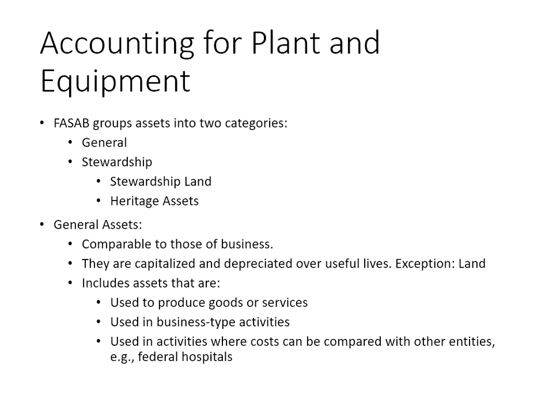Accounting for plant and equipment. The FASB groups assets into two categories: the general assets and the stewardship assets. And for the stewardship assets, we have land and heritage assets. So first, the general assets. General assets are comparable to those of businesses. So general assets are capitalized and depreciated over their useful lives, except for land.